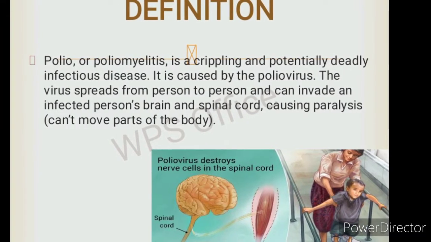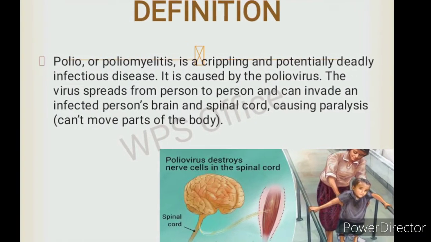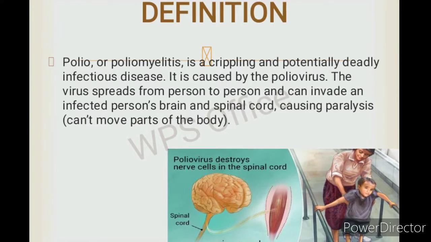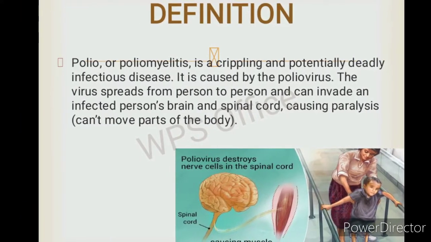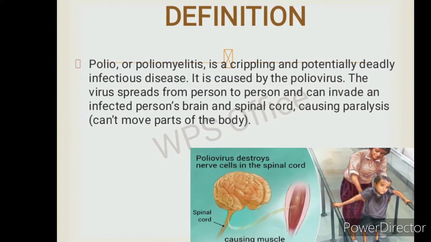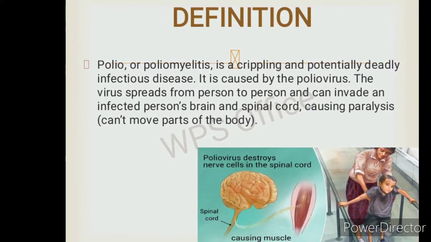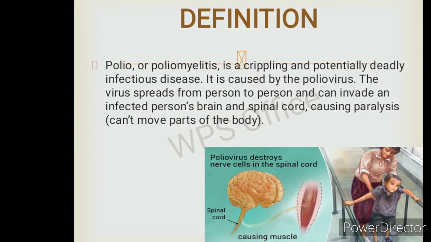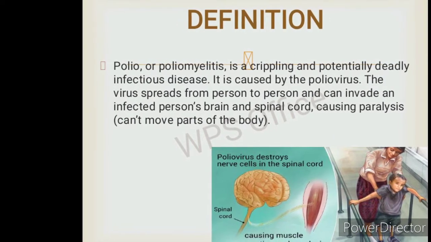So poliomyelitis, or polio, is a crippling and potentially deadly infectious disease. It is caused by the poliovirus. The virus spreads from person to person through the fecal-oral route and can invade the person's brain and spinal cord, causing paralysis.